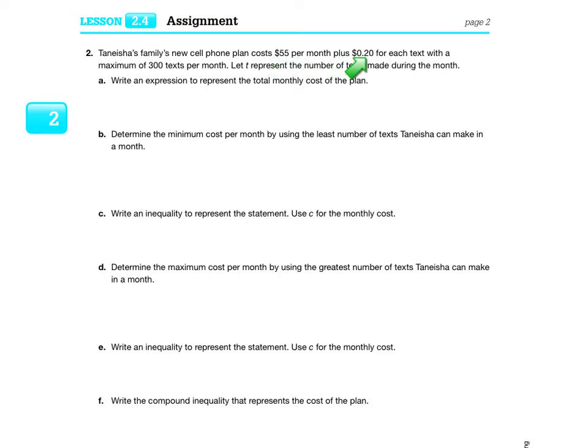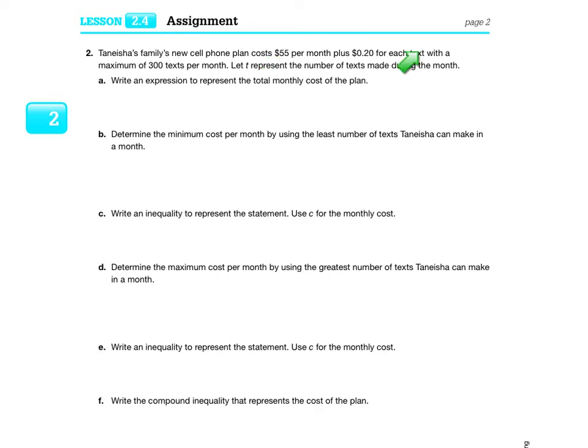And then with every text she makes, it's going to be another 20 cents. So let's figure out which one of these is our rate of change and which one is our y-intercept. So we have a starting amount of 55 and every text she sends is 20 cents. So this would be our y-intercept because that's our starting amount.